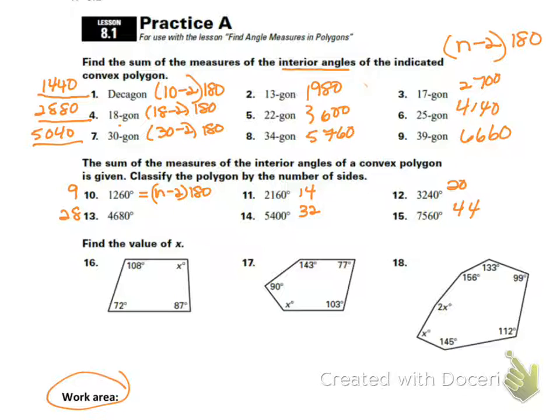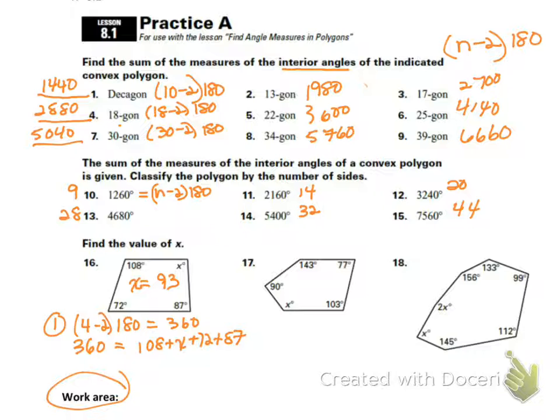Find the value of x. That's a two-step problem. Step 1, you're going to say 4 minus 2 times 180 equals 360. And then you're going to find x by adding everything up. So 360 equals 108 plus x plus 72 plus 87, and you should be getting x equals 93.